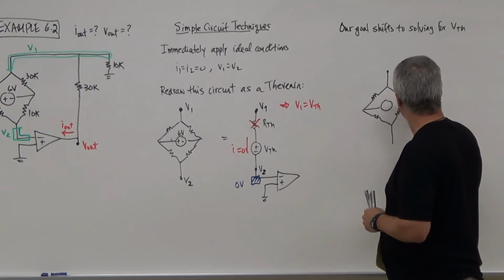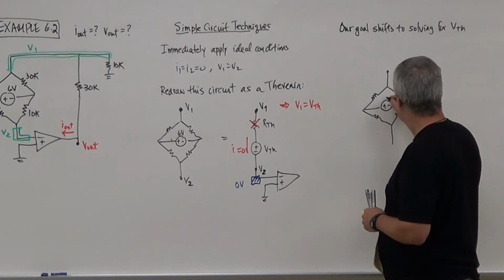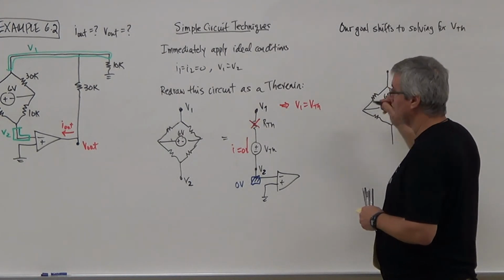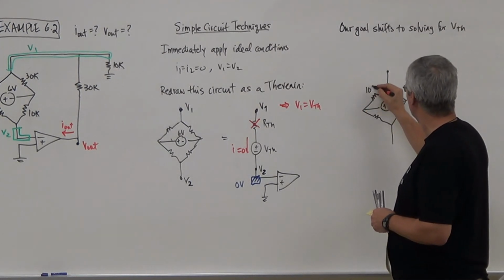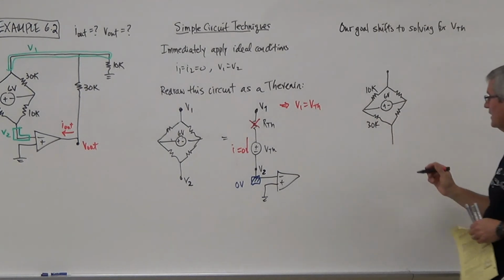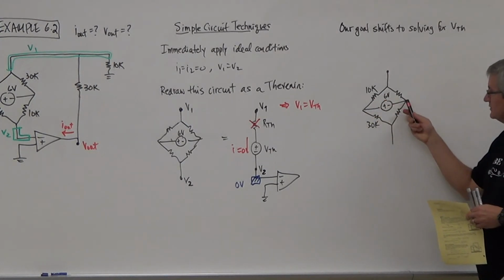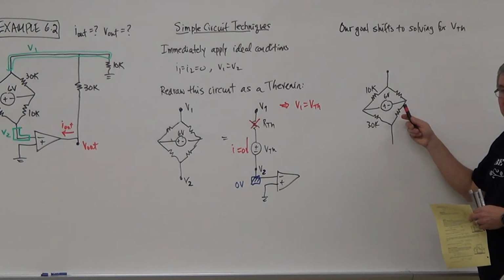You can see that my diamonds here are very symmetric. So if I look at this guy's a 10K, and this guy's a 30K. So all I'm going to do now is follow the current in these branches. Note that that branch is parallel to this branch.